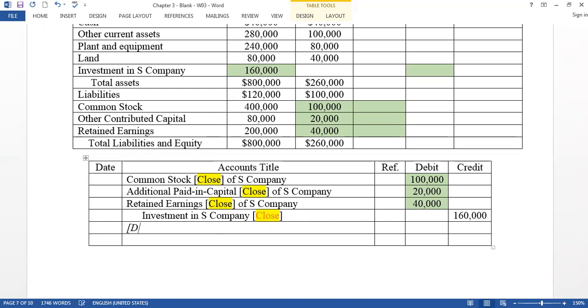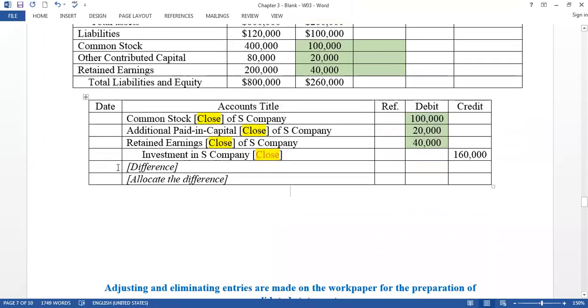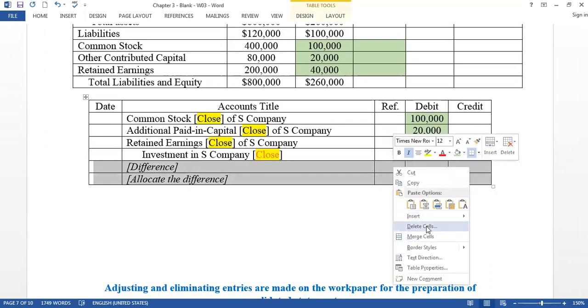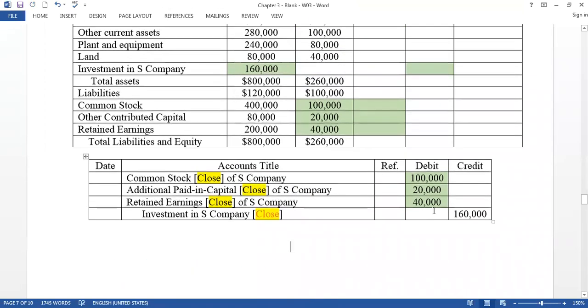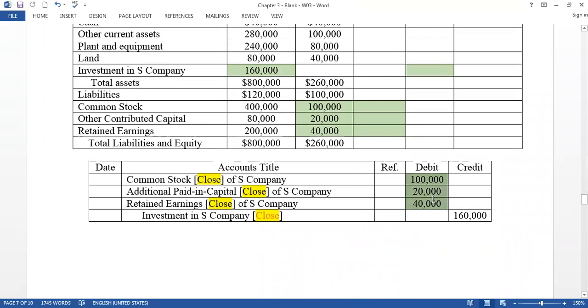Maybe another question, we may have difference. Then if we have difference, then we have to allocate the difference. So these two things we will do later on. But up to here, our first question is up to here. We don't have any difference, okay? We don't have any difference and we no need to allocate the difference. So I delete this. Now we are going to put these three items in the debit side.